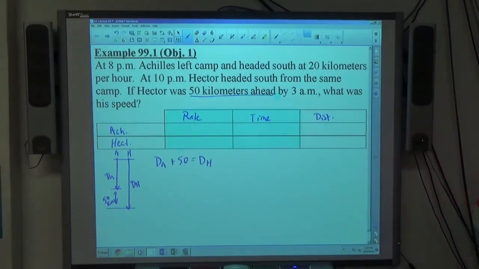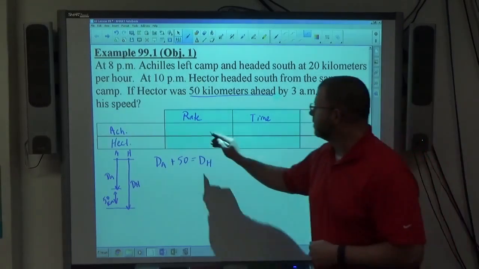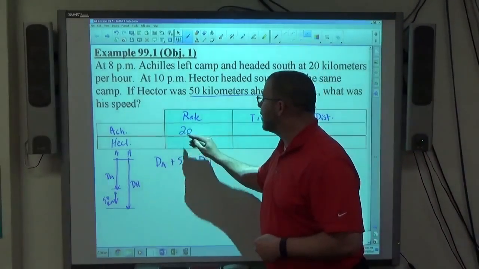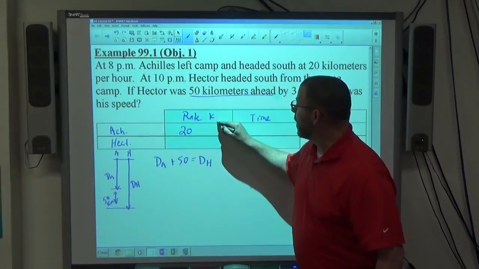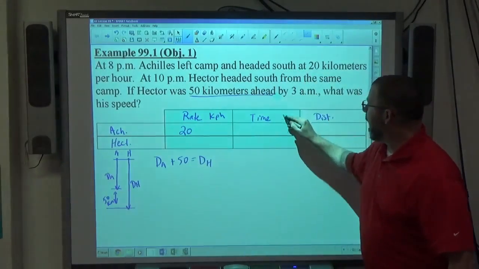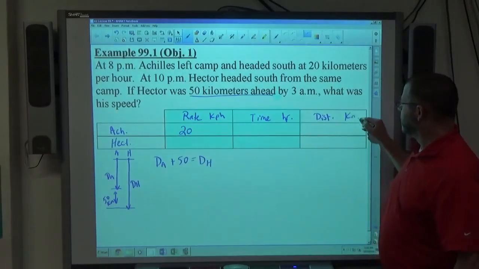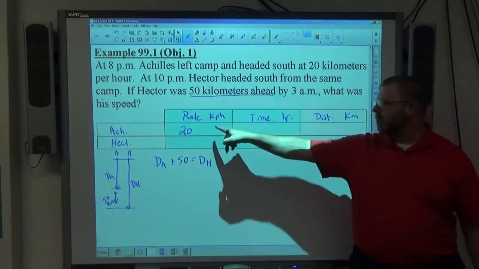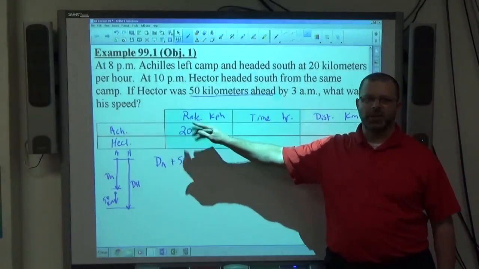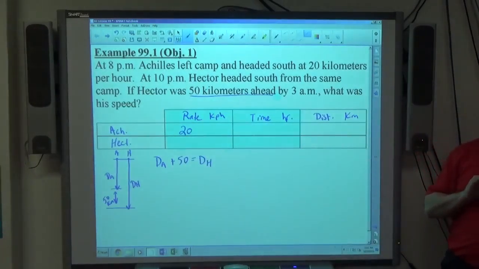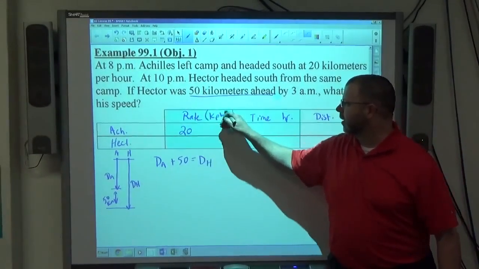So, how fast is Achilles traveling? 20 kilometers per hour. The fact that I know it's kilometers per hour, I'm going to put kilometers per hour here. I'm going to put hours here and kilometers up here. Okay, don't put 20 kilometers per hour down here. Just put numbers in the chart. It's easier. Numbers and letters go on the chart. Rate or units go up here.